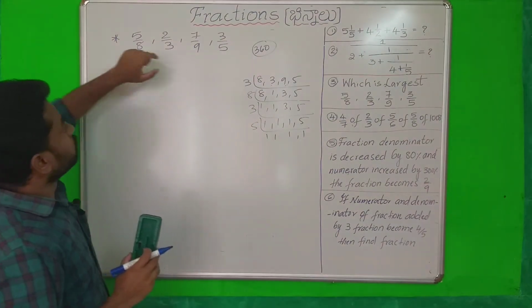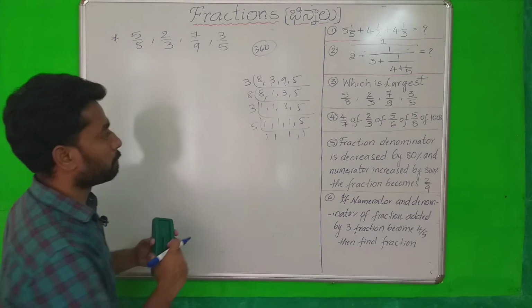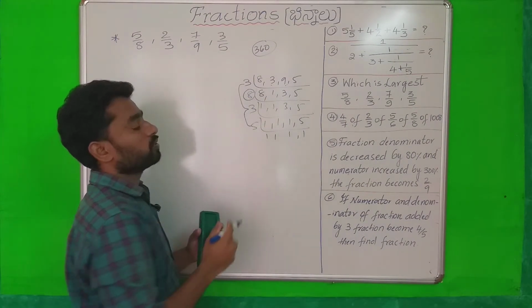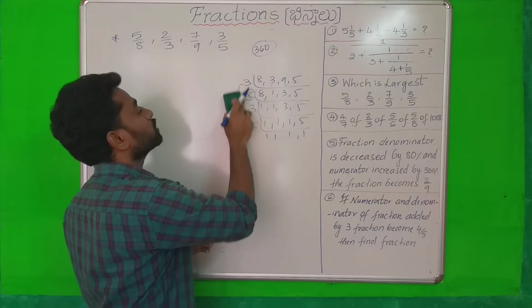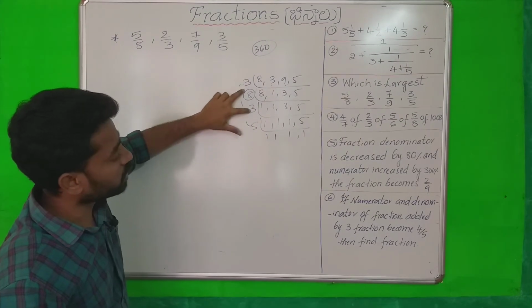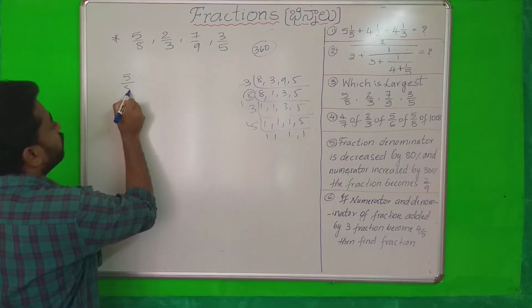So to make the 8 as 360, what do we have to multiply? You check here, 8 is there. You multiply the remaining 3s, then you can get its multiplicative number. 3 3s are 9, 9 5s are 45. So you are going to multiply 45.